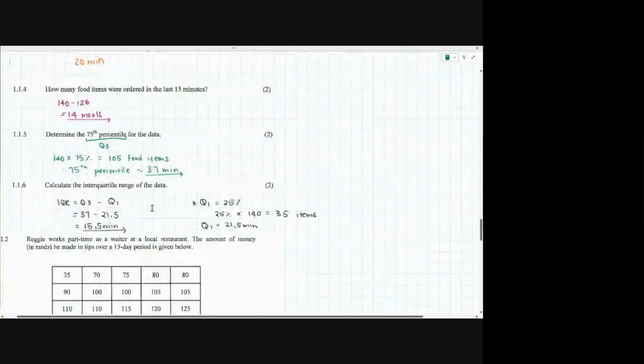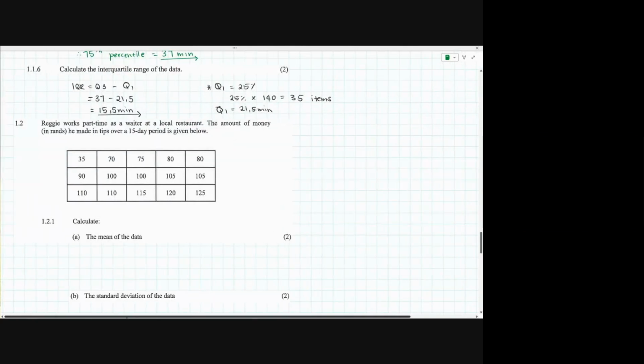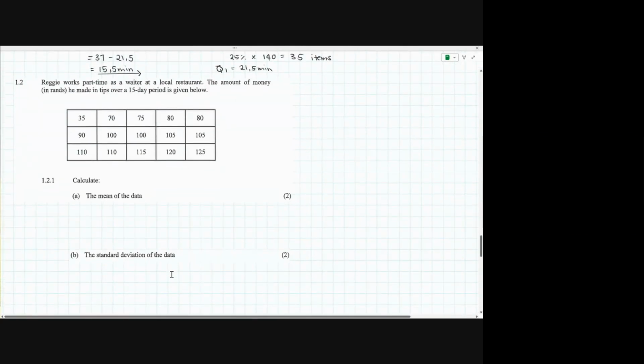Okay. So 1.2.1 says Reggie works part-time as a waiter at a local restaurant. The amount of money in rands he made in tips over a 15-day period is given below. And we are asking you to calculate the mean and the standard deviation of the data.